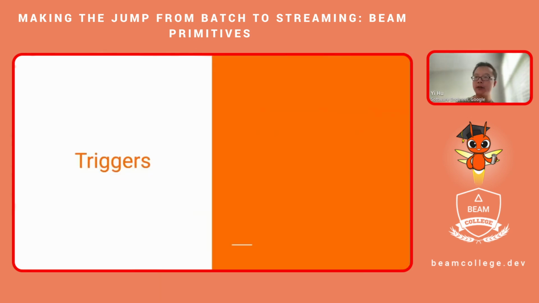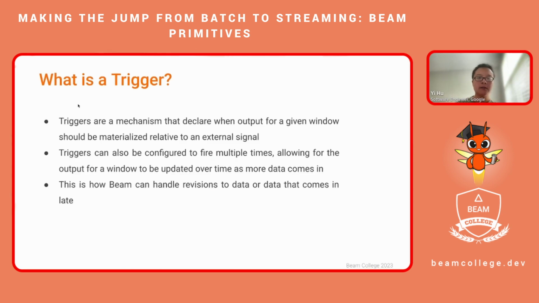After windows, there are triggers, when we materialize them or group by key, and decide when to fire those windows. What is a trigger? Triggers are a mechanism that declares when output for a given window should be materialized relative to an external signal. Triggers can also be configured to fire multiple times and allow the output for a window to be updated over time as more data comes in. This is how Beam can handle revisions to data or data that comes in late.